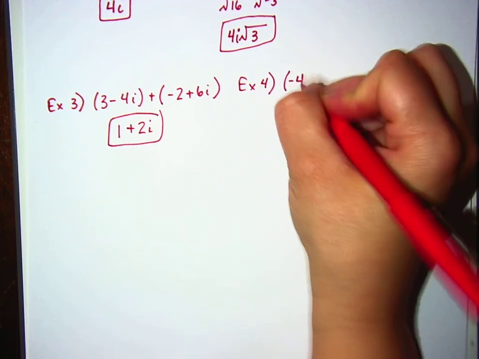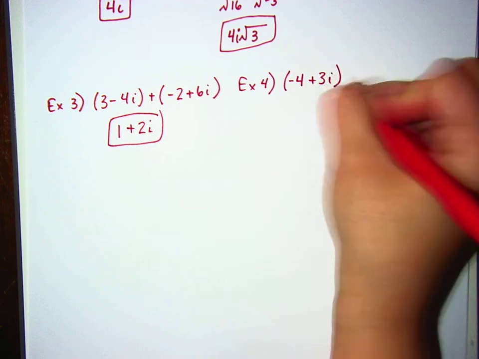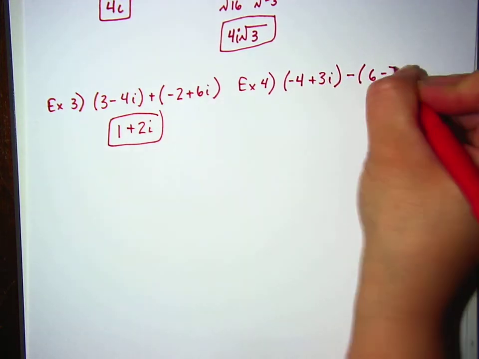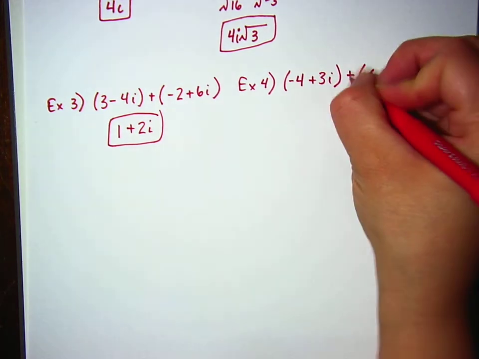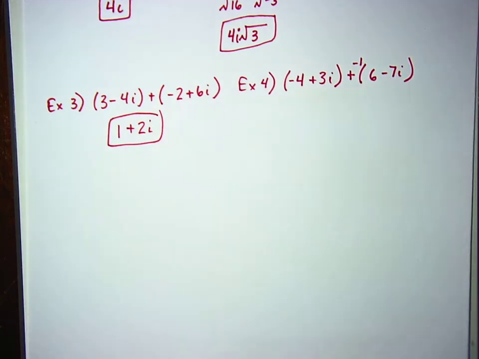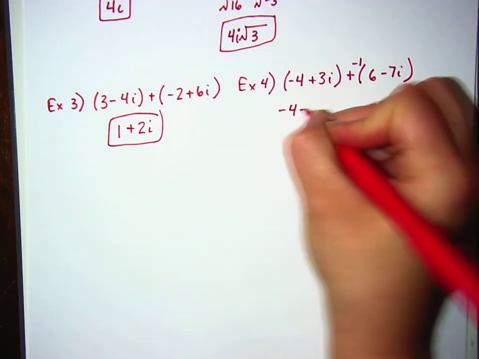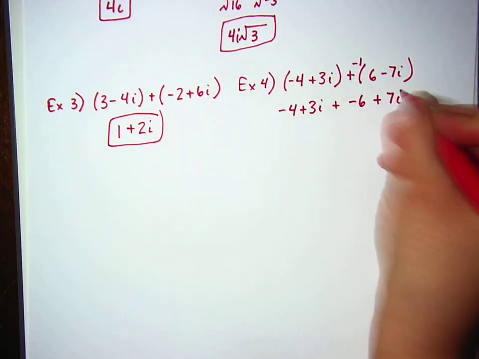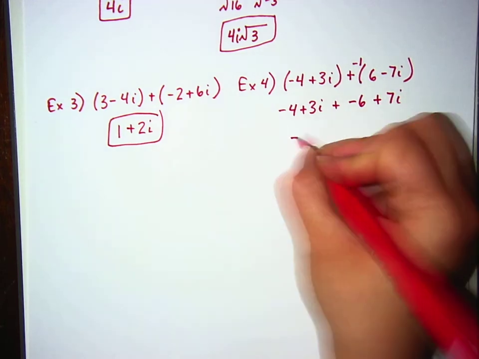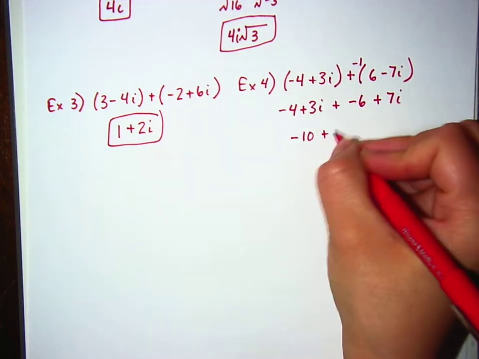Okay, you try this one. -4 plus 3i minus 6 minus 7i. And remember, you can either think about subtracting both of those, or you can instead first distribute a -1 and then add them together. So your call. Pause the video, try it out. Alright, I'm assuming that you tried it out. I prefer to distribute the -1, but you might prefer to just subtract it in your head. So -4 plus a -6 is -10, and 3i plus 7i is 10i.